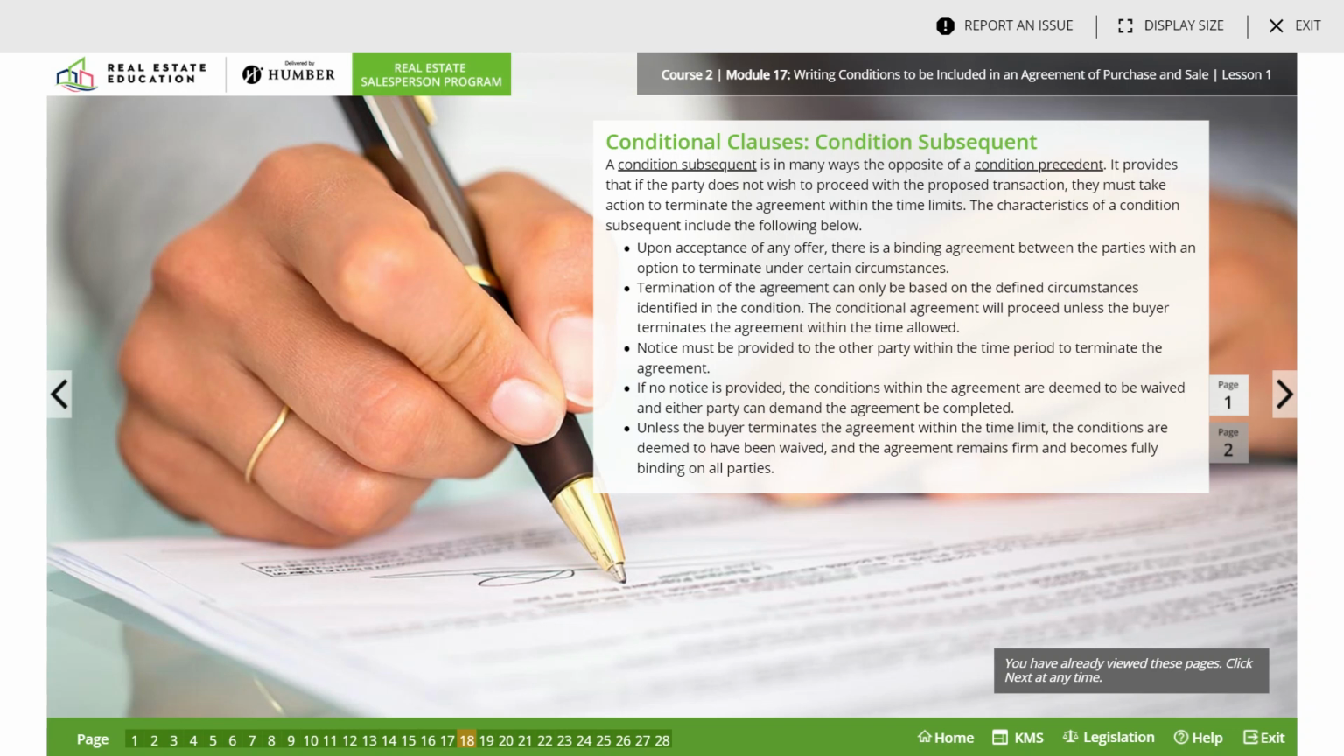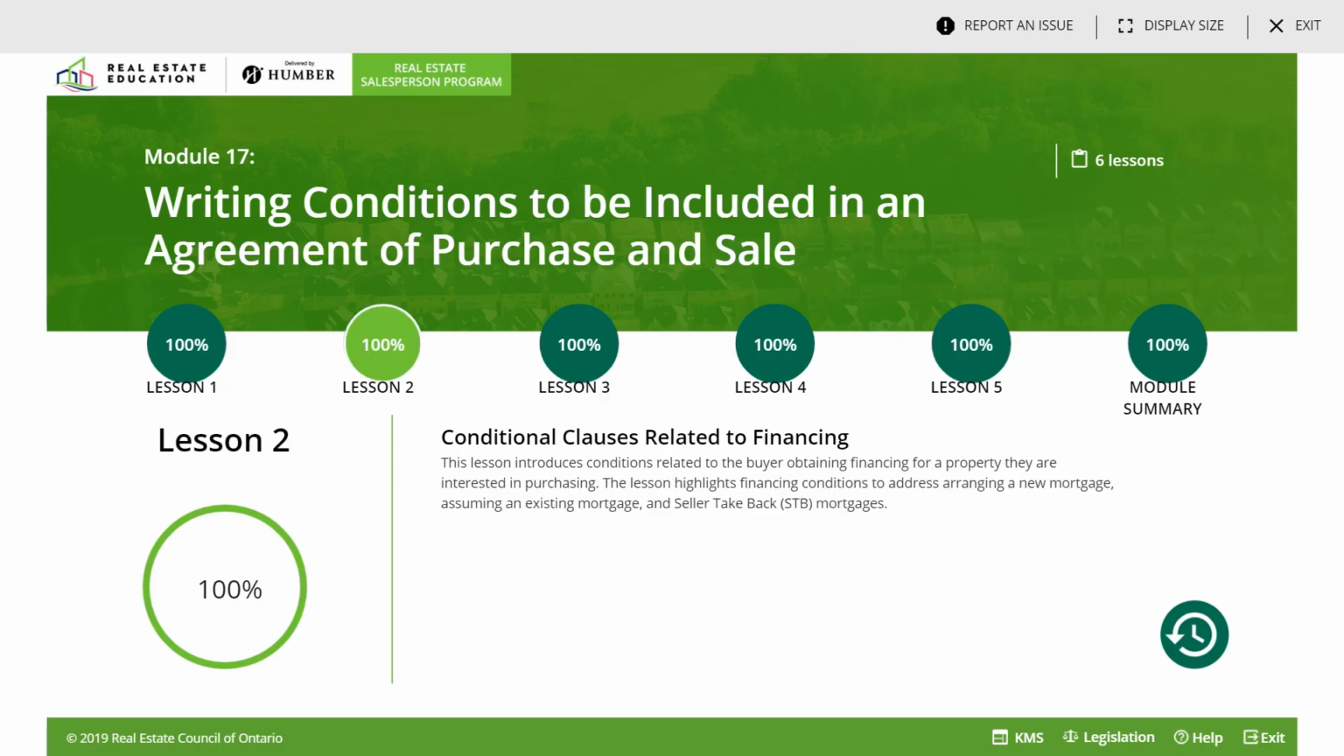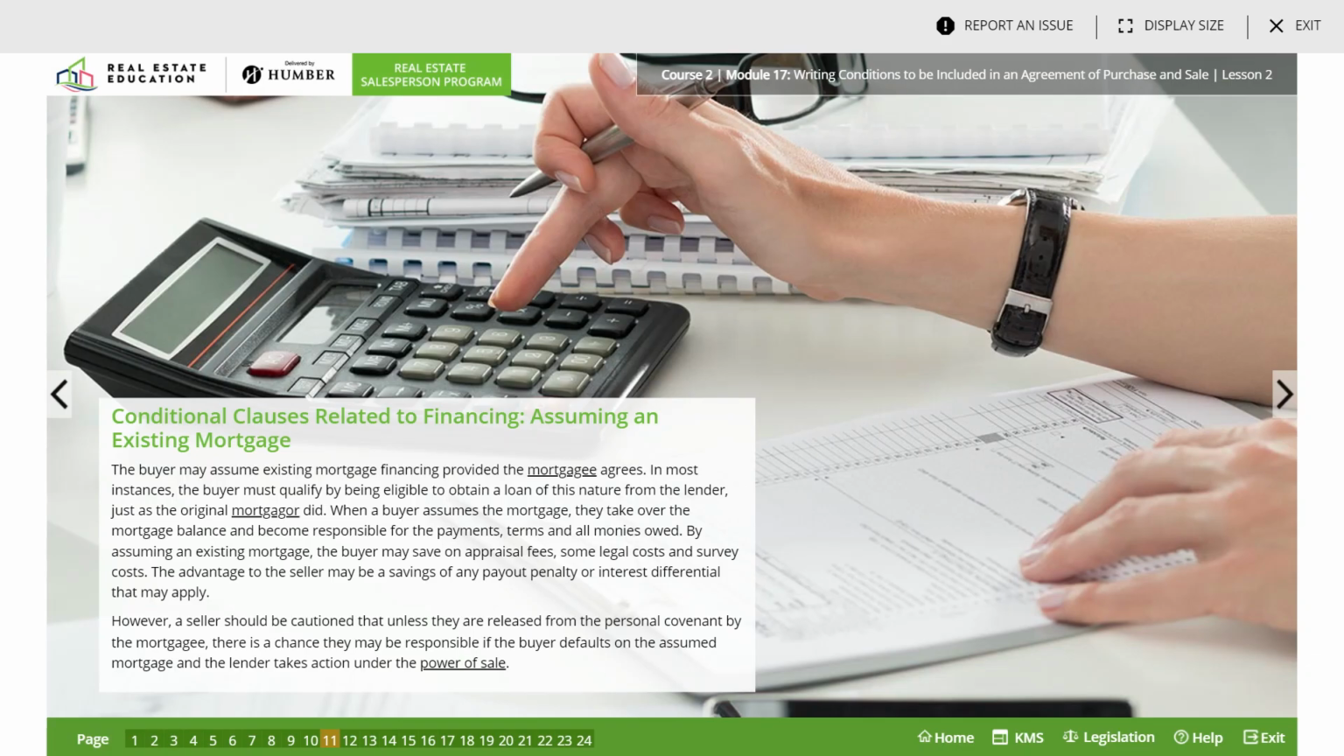Unless the buyer terminates the agreement within the time limit, the conditions are deemed to have been waived. The agreement remains firm and fully binding on all parties. So that was lesson 1 in module 17. Let's move on to lesson 2, conditional clauses relating to financing.